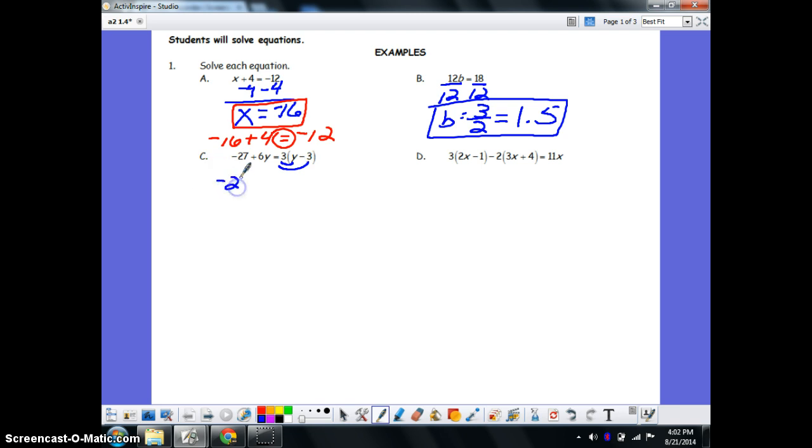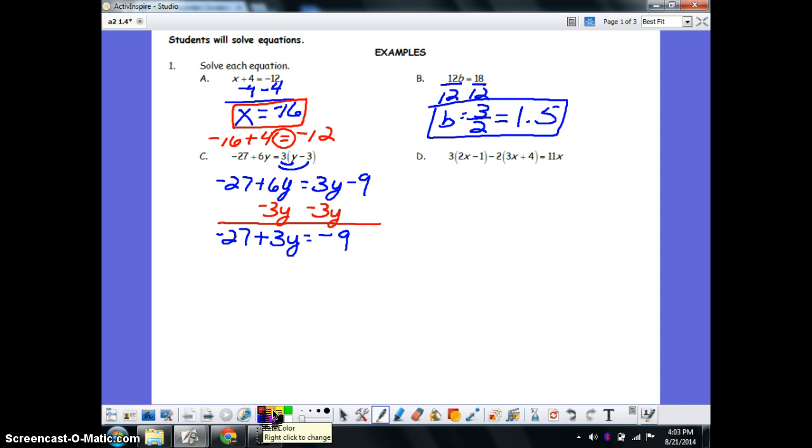So negative 27 plus 6y is equal to, we distribute by multiplying, so we have 3y minus 9 on the right side. Now, the first thing we want to do is get the two variable terms on the same side of the equal sign by subtracting the 3y. And when we do that, we bring down the negative 27. 6y minus 3y is positive 3y. 3y minus 3y cancels out, and we bring down the negative 9.